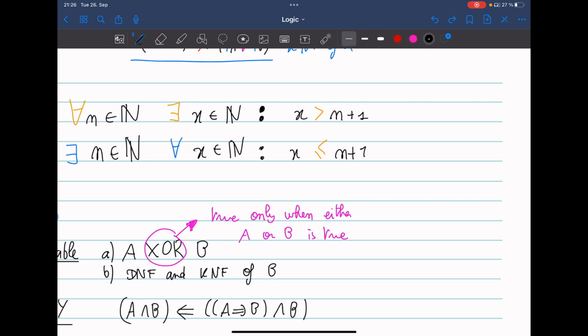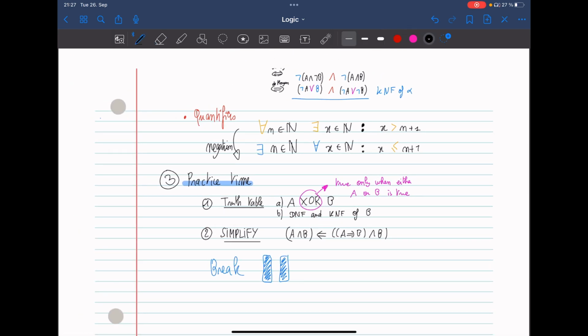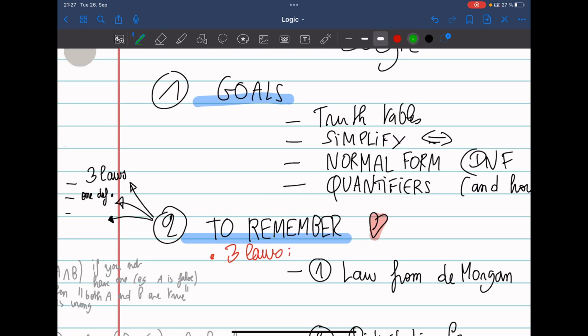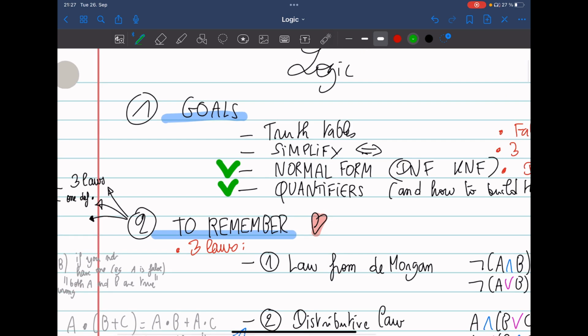But if you had, for example, equal here instead, the negation would of course be something like that. And this is the only thing you have to remember about quantifiers. We did see the normal forms and quantifiers. I also explained some stuff about truth tables and simplifiers. But we are going to do exercises about the first two, because here we have the most things to learn.